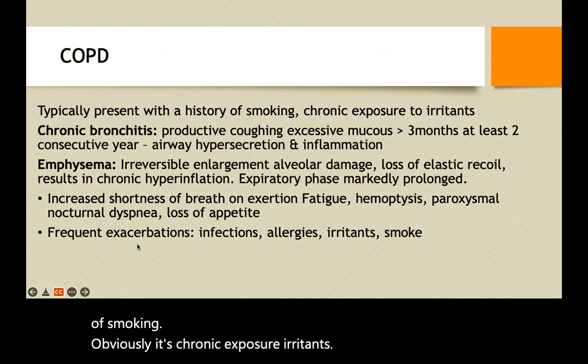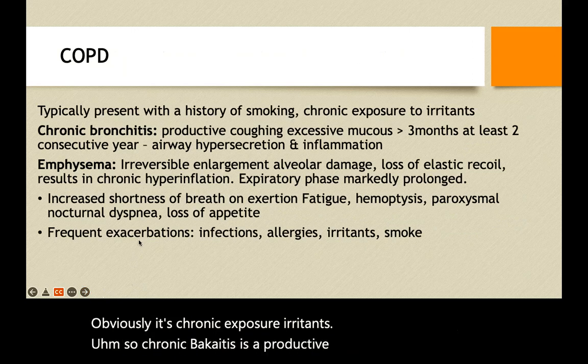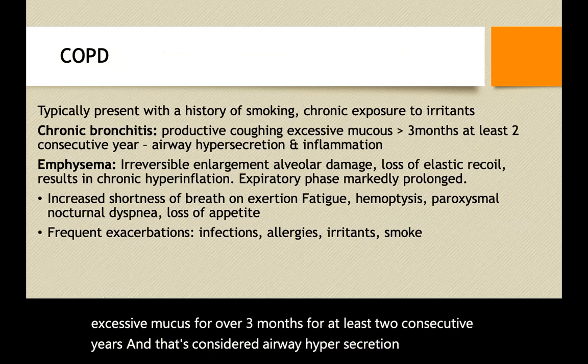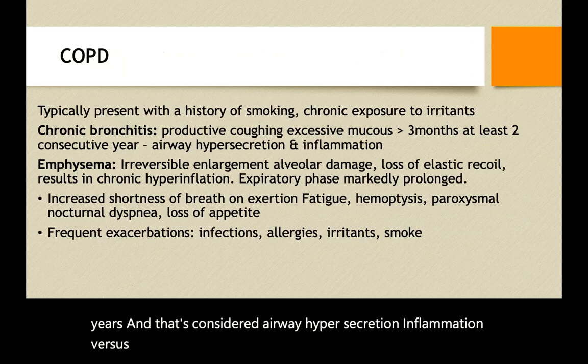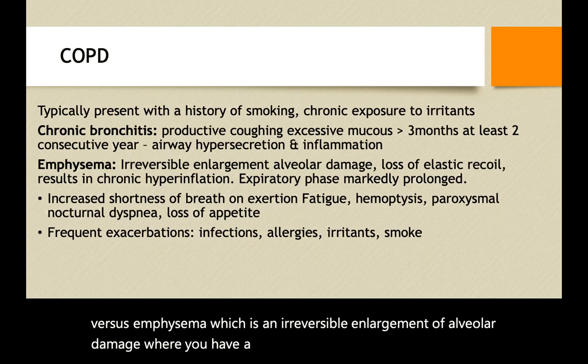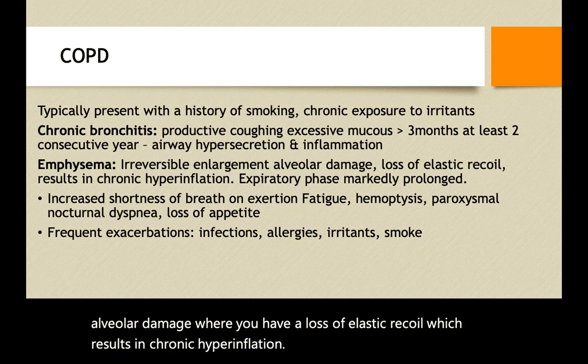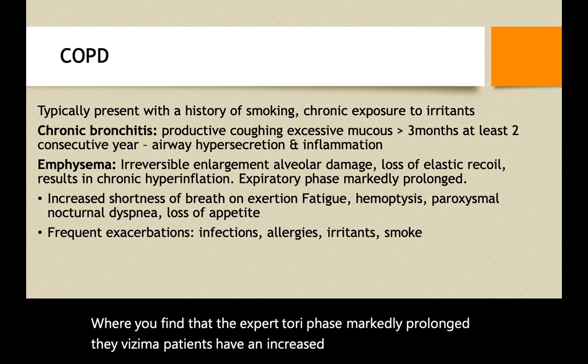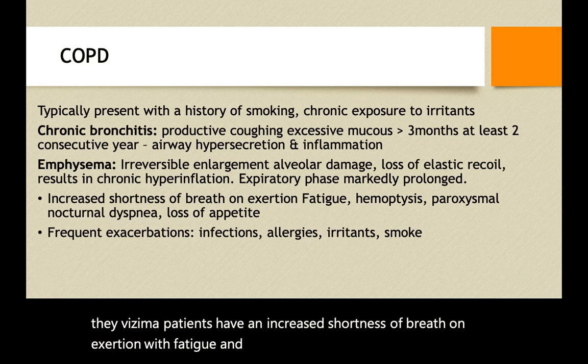So chronic bronchitis is a productive cough with excessive mucus for over 3 months for at least 2 consecutive years. And that's considered airway hypersecretion inflammation, versus emphysema, which is an irreversible enlargement of alveolar damage, where you have a loss of elastic recoil, which results in chronic hyperinflation, where you find that the expiratory phase is markedly prolonged. Emphysema patients have an increased shortness of breath on exertion with fatigue, hemoptysis, paroxysmal nocturnal dyspnea, and a loss of appetite.